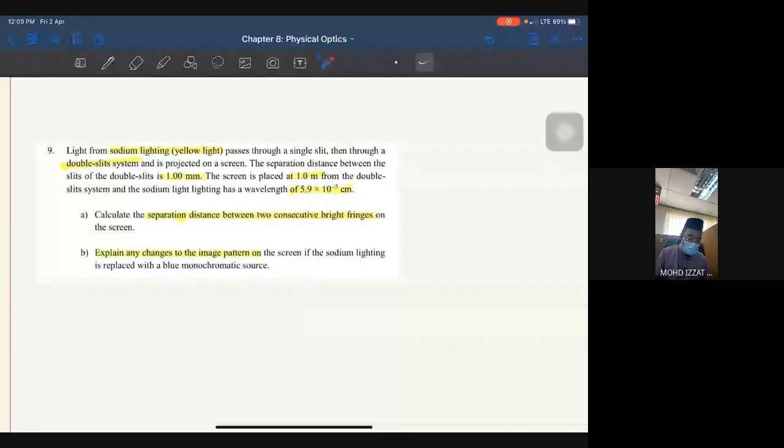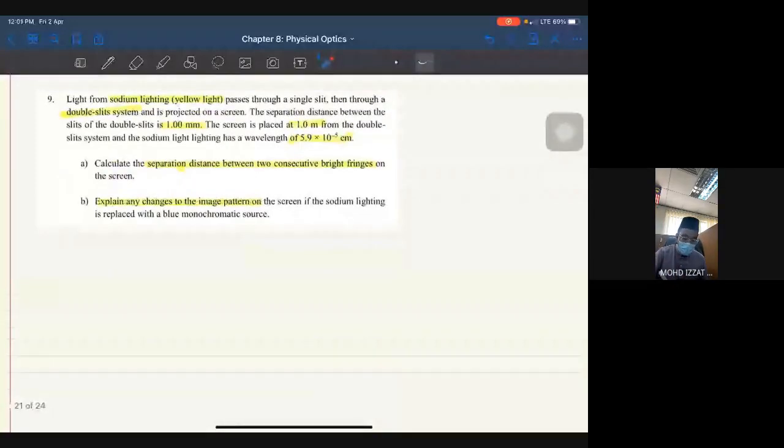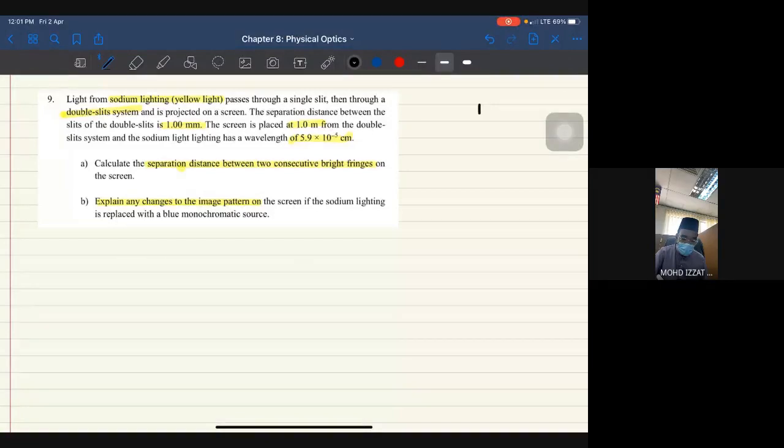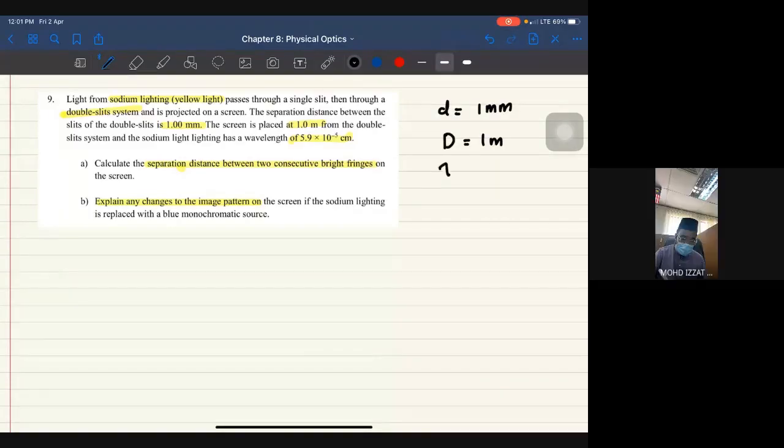Okay. So first thing, 1 mm tu untuk apa? Dia kecil. Okay, dia kecil. Good. 1 meter? Dia besar. Capital D. Okay. Lambda is 5.9 times 10 negative 5.